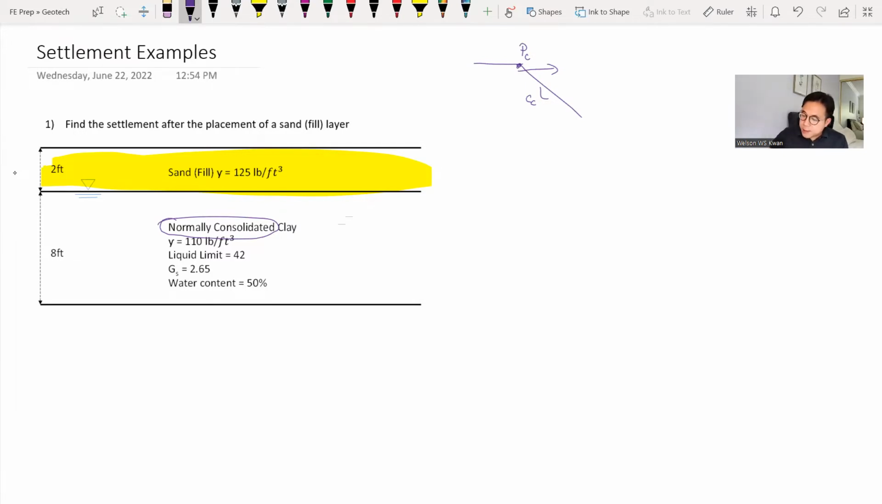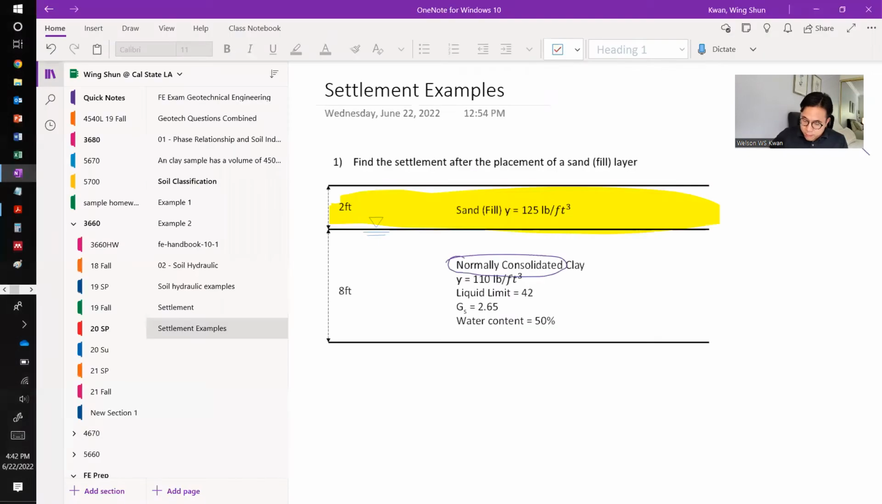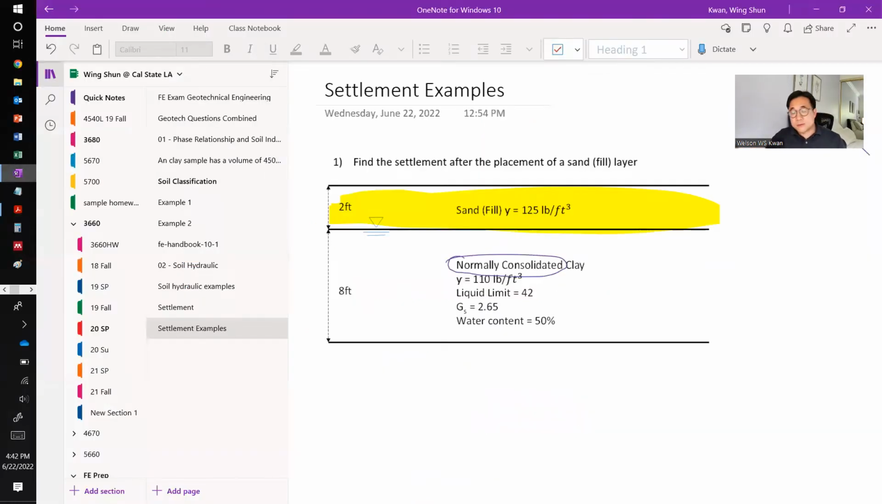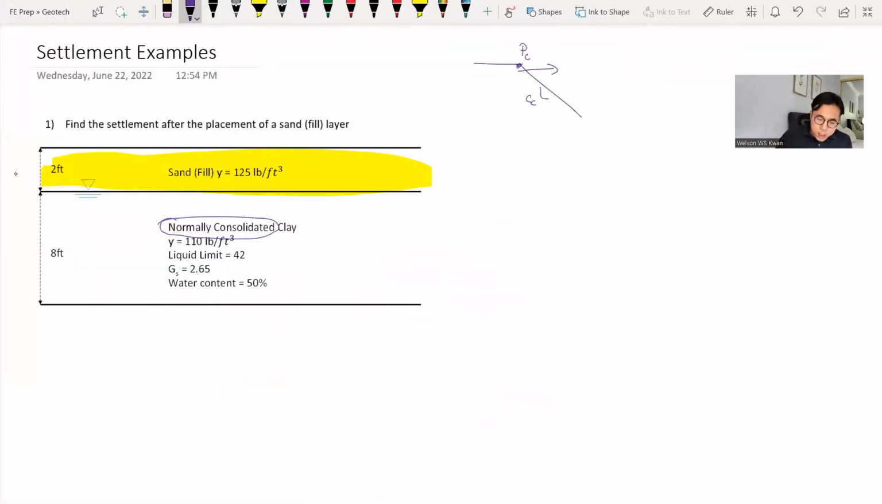Whatever pressure is greater than that, you will be in the C sub C region, the compression, the virgin compression region. Because of that, going back to our FE manual, for this normally consolidated clay scenario, we will pick the equation that only has C sub C. That's a keyword, especially at exam time; you want to save your time. Whenever you see a normally consolidated clay, you automatically think of this equation when asked to find settlement: the settlement equals H naught divided by 1 plus e naught, times C sub C, times log of P naught plus delta P, divided by P naught.